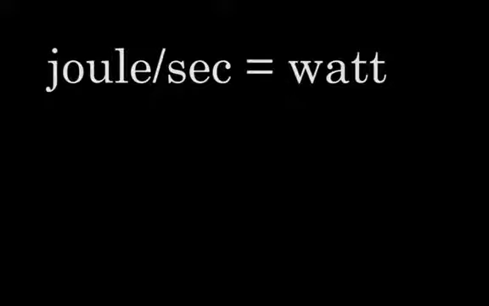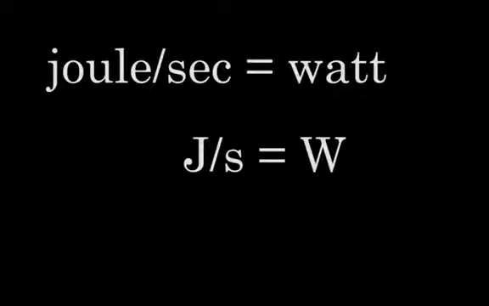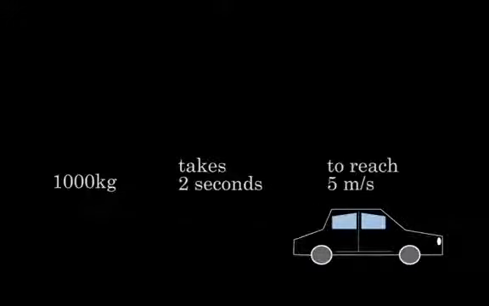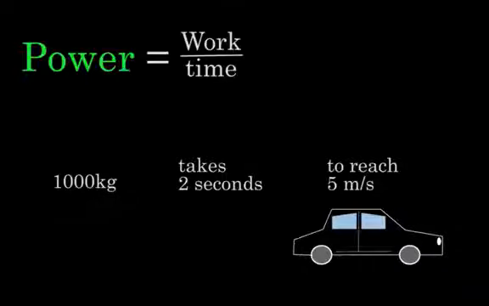The SI unit for power is the watt, named after a Scottish scientist, James Watt. Now, for example, a car is moving to the right, the car is 1,000 kilograms, and it takes 2 seconds to reach 5 meters per second. Now, how powerful is the engine of the car? So let's plug it in.